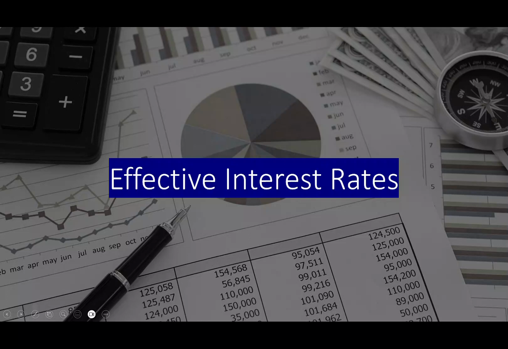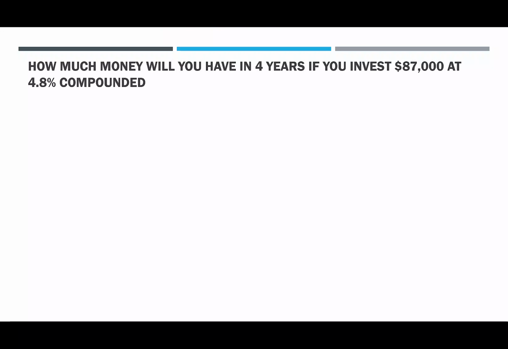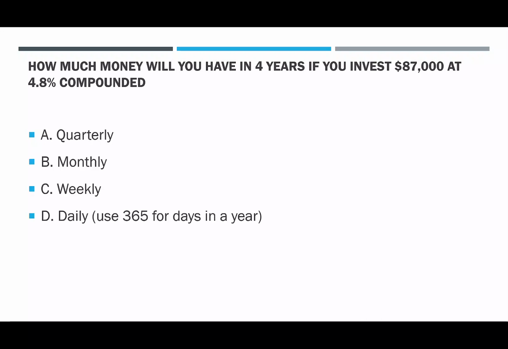Hi everybody, today we're going to talk about effective interest rates. So let's start by answering this question. How much money will you have in 4 years if you invest $87,000 at 4.8% compounded, A, quarterly, B, monthly, C, weekly, or D, daily? And for daily, let's be clear that we'll use 365 for days in a year.